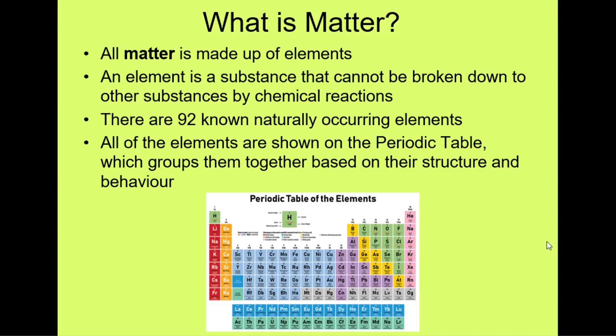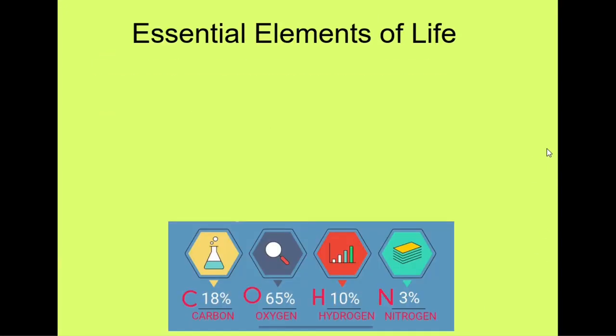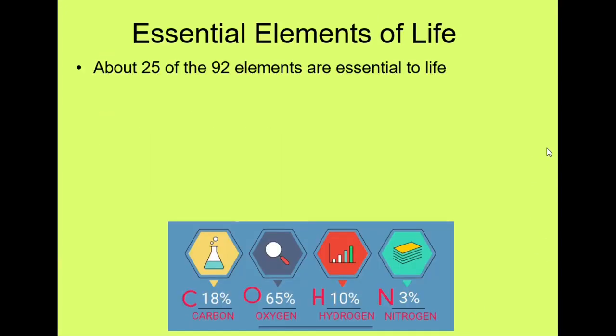So back to this then. Out of the 92 naturally occurring elements, only about 25, or about 20 to 25%, of those are essential to life. And particularly for humans, we're made up of 25. So those are the elements that are essential to life. So we're actually fairly simple. Different species across the different kingdoms of life will be made up of slightly different elements, but most of us are between 20 to 25%.